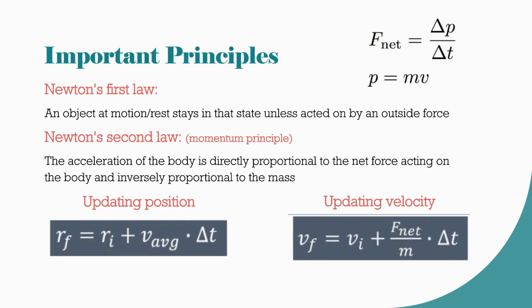I also use the position update formula, where r is my final and initial position, and the velocity update formula, where v is my final and initial velocity. For the sake of this lab, those two are equal to each other because it was moving at a constant velocity, and that is also equal to the average velocity.